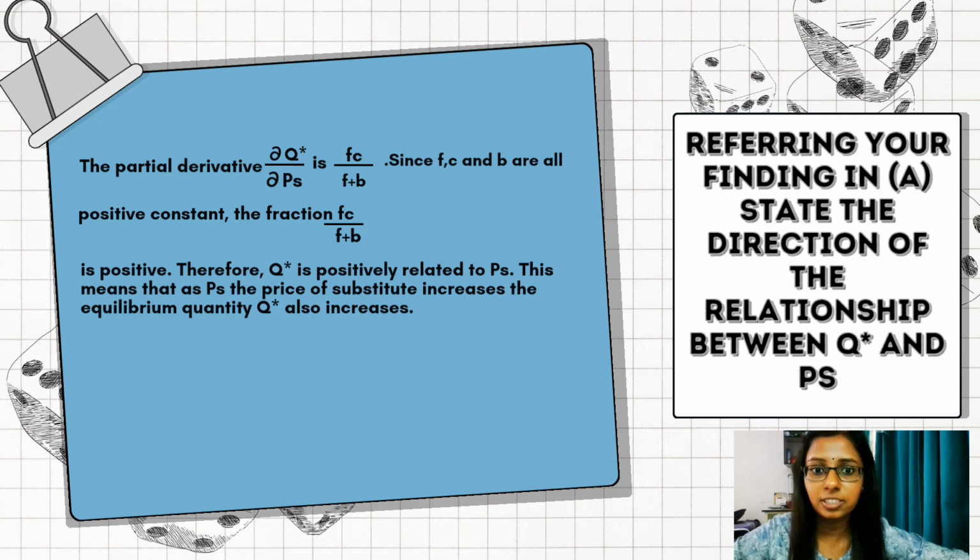Question 2b. Referring to your finding in A, state the direction of the relationship between Q and PS. The answer is the partial derivative del Q divided by del PS is FC divided by F plus B. Since F, C and B are all positive constants, the fraction FC divided by F plus B is positive. Therefore, Q is positively related to PS. This means that as PS, the price of the substitute, increases, the equilibrium quantity Q also increases.